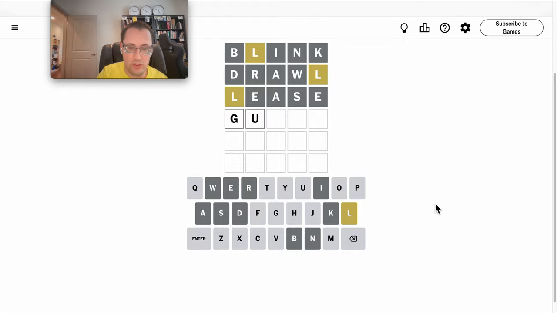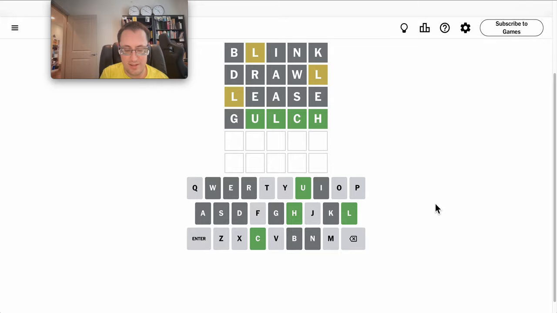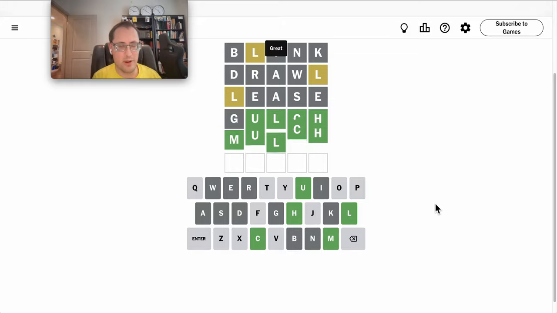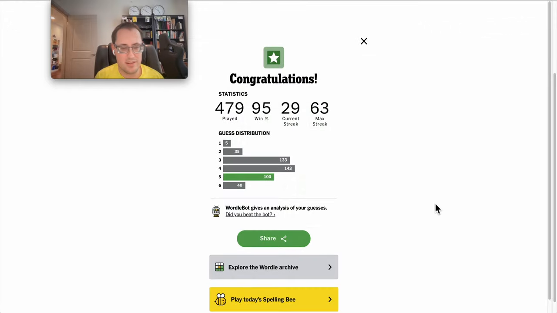Could it be Gulch? I can type it. Oh! Gulch? I don't even think that's a word. Nope. Mulch is still out there. There might be other possibilities. Thankfully, I don't have to try one of them. I think those were the only two options.